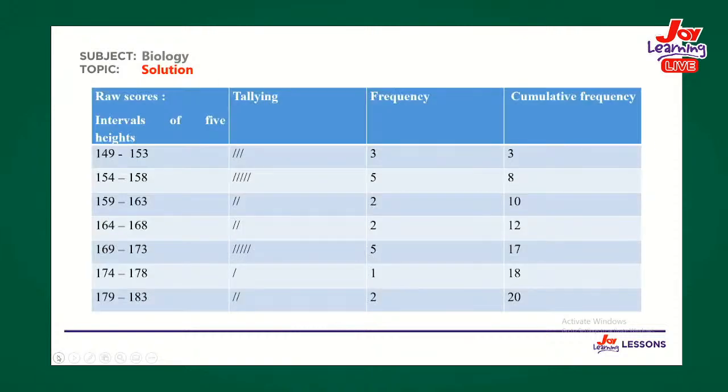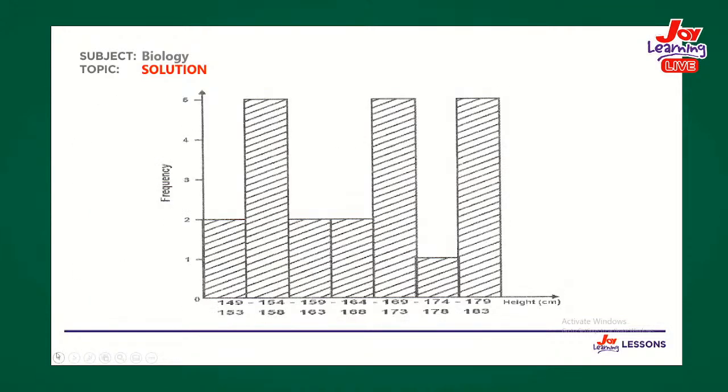We expected you to tally them per the instruction, get their frequency, and get their cumulative frequency. Then from this, we move to mathematics. You are supposed to plot this for us. You could have left a gap, one gap here, but can also, as I said, push it onto the line. It's accepted. Then you graph it using the rules of histogram: 149 to 153, 154 to 158, 159 to 163, and that order.